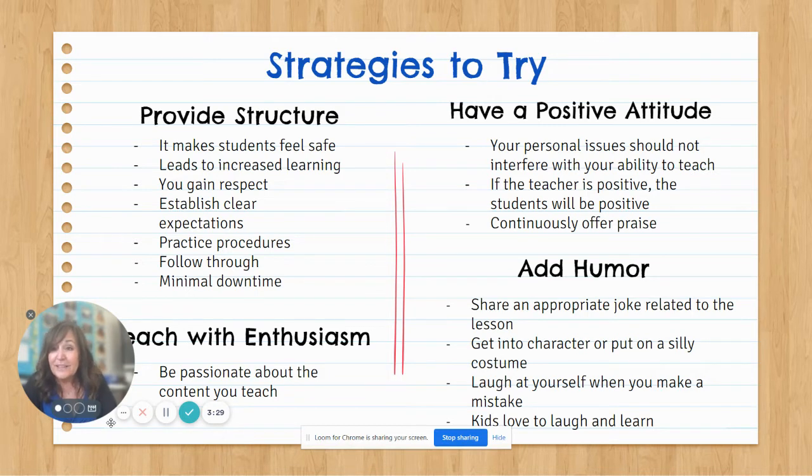Something that you also might want to do is try to add some humor into your lessons. Teaching and learning should not be boring. Most people love to laugh. So teachers should try to incorporate humor into their daily lessons. This may involve sharing an appropriate joke related to the content that you're teaching. It may be getting into character or donning a silly costume. It may be laughing at yourself when you make a silly mistake. Humor comes in all forms and students will respond to it. They will enjoy coming to your class because they love to laugh and learn.